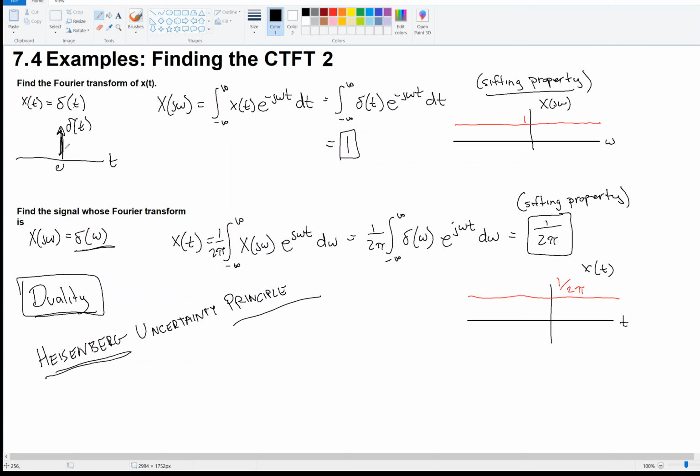The more we know about something in time, so here's our time waveform in the first example, and it's very concentrated, the less you know about its frequency, or the fewer features it has in frequency. Well, this is a featureless thing in frequency, completely spread out, completely flat. And the inverse is true. The less you know about something in time, so this thing is featureless in time, the more you know about it in frequency, and this thing is just a spike in frequency. That's the Heisenberg uncertainty principle.